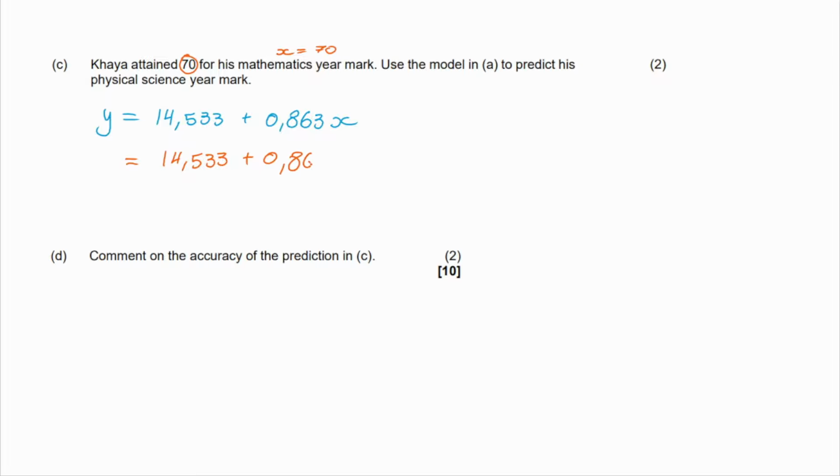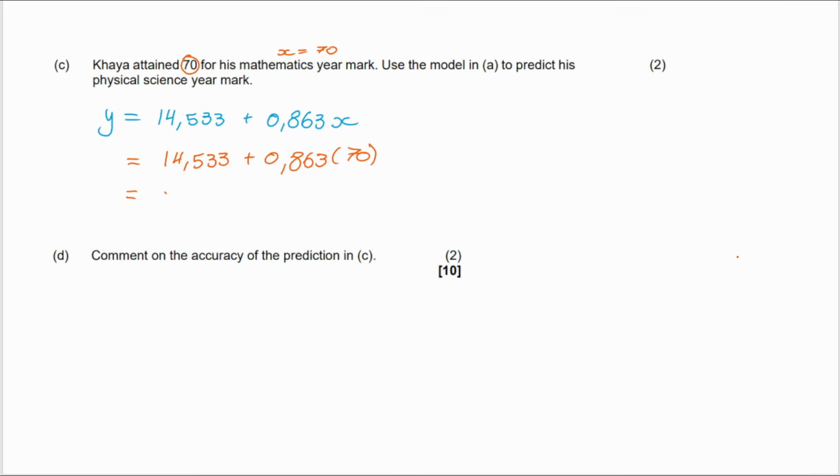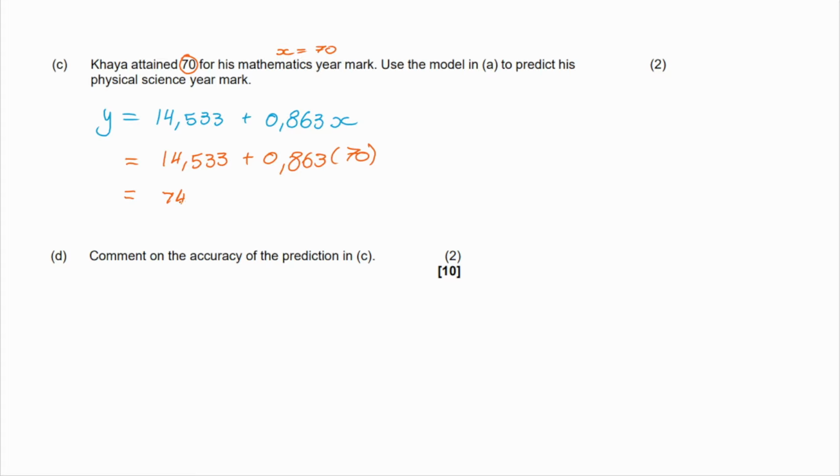Okay, 14,53 plus 0.863 times 70, we fill it in over there, and if we put this in the calculator, I'll show it in the calculator. So I can go to comp now. 14,53 plus 0.863 times 70. Okay, and I get 74,9. Because remember we need everything to be one decimal place. 74,9. So that would be Kaya's physical science year mark according to our model.